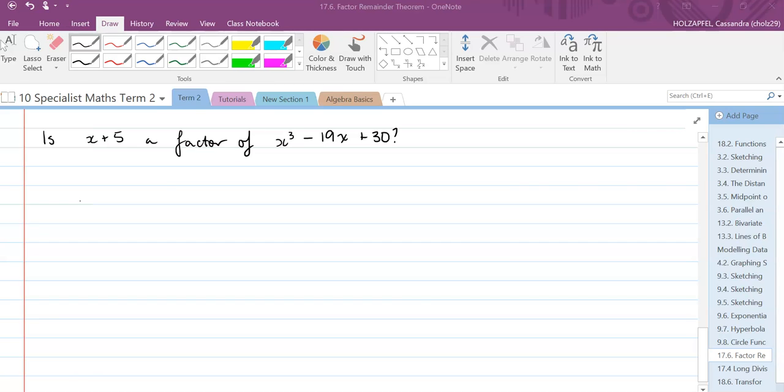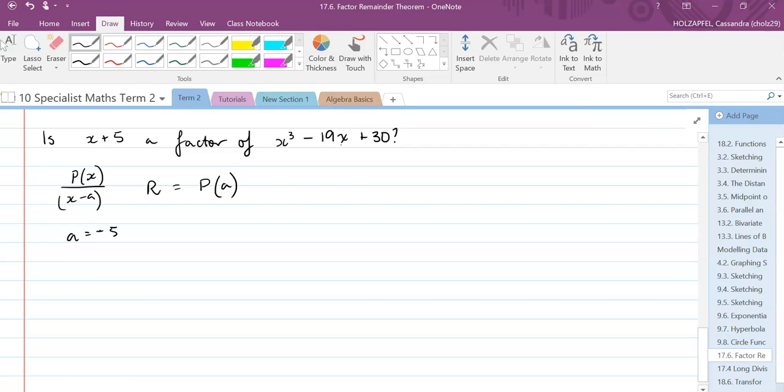So our polynomial in this case is x cubed take 19x plus 30, and we're going to divide by x plus 5. Now, remember the factor remainder theorem: if I divide my polynomial by a linear factor, then the remainder will be equal to the value of the polynomial when we substitute in positive a. So in this case, a is equal to negative 5. If x plus 5 is a factor of x cubed take 19x plus 30, it's going to have a remainder equal to 0. So if this remainder does not equal 0, x plus 5 will not be a factor.